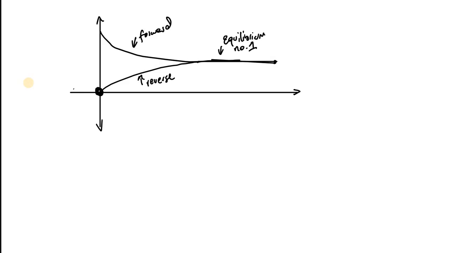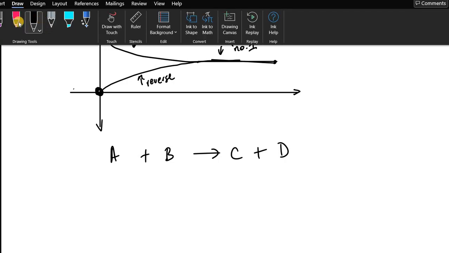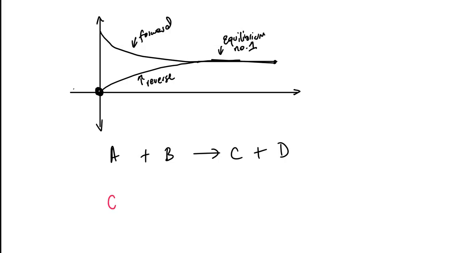So how do you disturb the system? Let's say you have A plus B forming C plus D. You can disturb the system by either increasing or decreasing concentration, by either increasing or decreasing pressure or volume, or by increasing or decreasing temperature. That is how you can disturb the equilibrium.